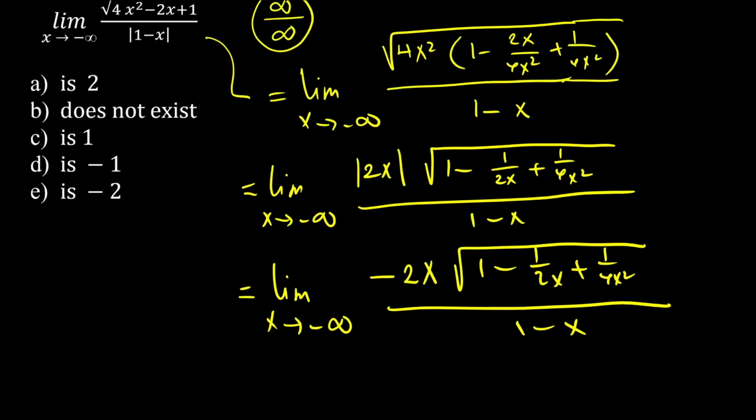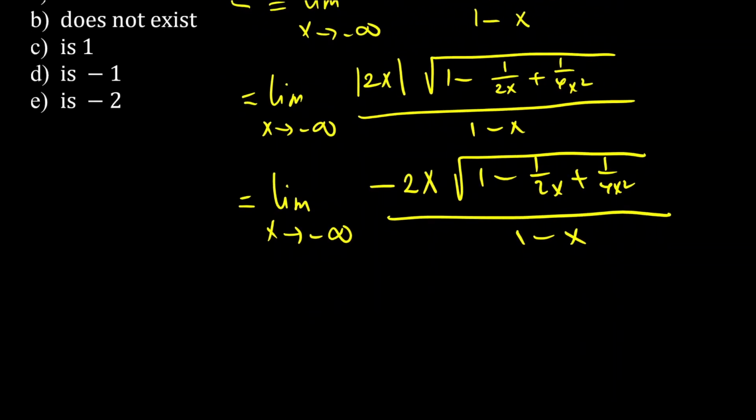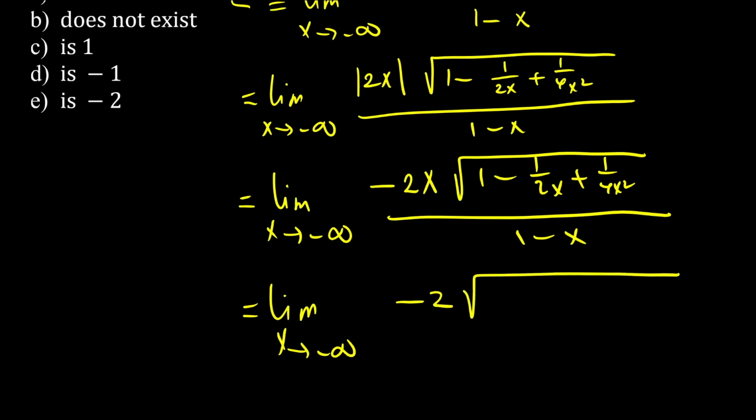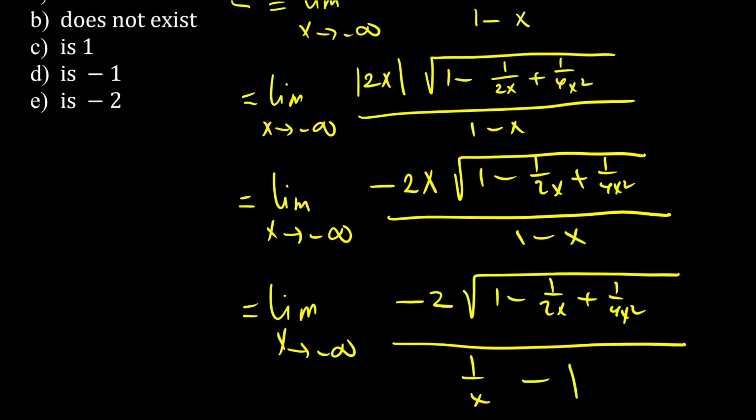I'm going to divide by x up and down, so this is going to be the limit as x goes to minus infinity. That will be minus 2x divided by x, so x will disappear. So this is the square root of 1 minus 1 over 2x plus 1 over 4x squared divided by now 1 over x minus 1. Now as x goes to minus infinity, this is going to go to 0, that's going to go to 0, and this will also go to 0, and the answer will be plus 2.